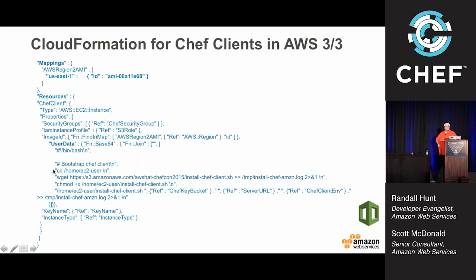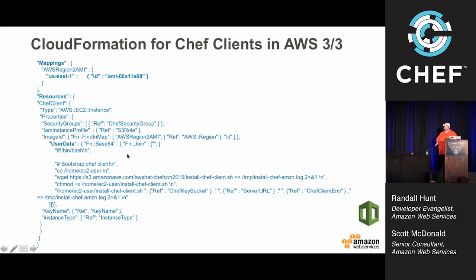Then we move into user data, where we use simple techniques to bootstrap the client again. I'm going to simply pull down from S3 a copy of an install chef client script, which is also under version control in the Git repo. I'm going to chmod it and run it while capturing all of the logs. And you'll notice when I run the install chef client script, I'm passing in the variables for the chef client script so that it knows which server to connect to, and those variables are coming from our input parameters to the CloudFormation template. And then finally, we define the key name and the instance type for this particular instance.